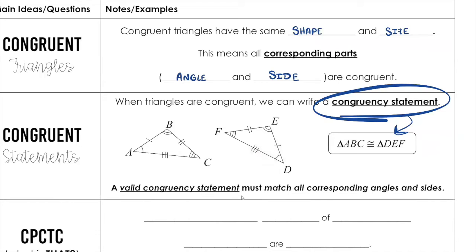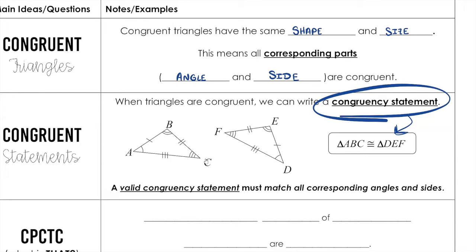Simply stated, when we write it, we always write it by its angles, by its vertices. So A has a single hoop. In the triangle DEF, who has a single hoop? D. So what does that tell you guys? A is congruent to D. B has a double hoop. Who has a double hoop in the other one? E. So what does that tell you guys? B is congruent to E. And then lastly, C has our triple and F has our triple. So what's that tell us? C is congruent to F.